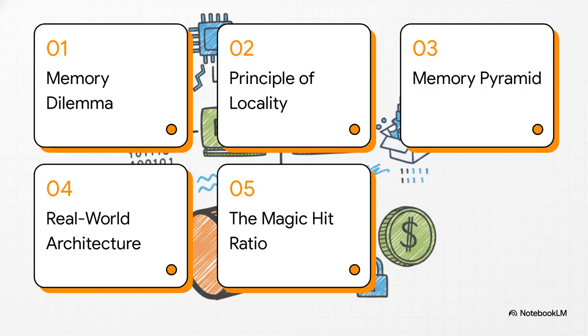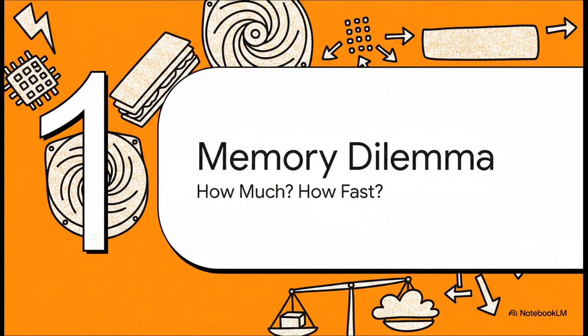So here is our roadmap for today. 1. The computer memory dilemma. 2. The principle of locality. 3. The memory hierarchy pyramid. 4. Real-world architecture. And finally 5. The magic hit ratio.